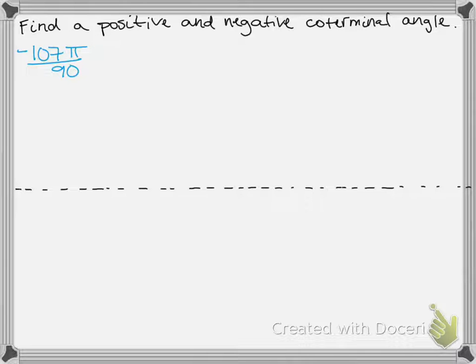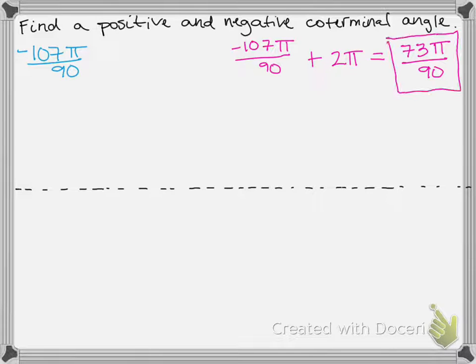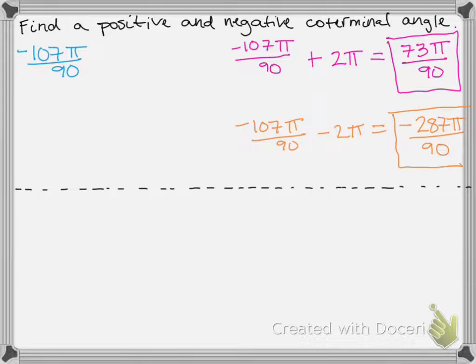Well, my angle's in radians, so I'm going to use 2 pi. I want a positive and a negative coterminal angle. So the first thing I'm going to do is add negative 107 pi over 90 plus 2 pi. That gives me 73 pi over 90, so that's my positive answer. Now I'm going to do negative 107 pi over 90 minus 2 pi. Gives me negative 287 pi over 90. That's my negative answer. So both a positive and a negative.